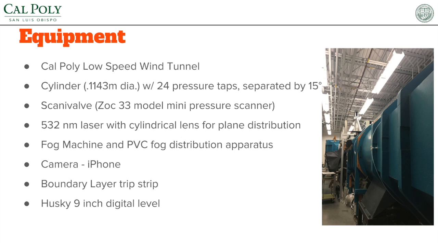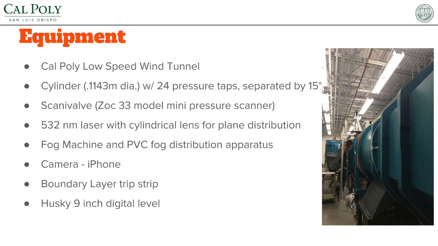The main piece of equipment used was the Cal Poly low-speed wind tunnel. Inside was the test rig, consisting of a hollow cylinder mounted horizontally in the tunnel, with 24 pressure taps drilled around its circumference in the center of the test section, each separated by 15 degrees. A Scanivalve mini pressure scanner was used to collect data from the 24 ports on the cylinder.